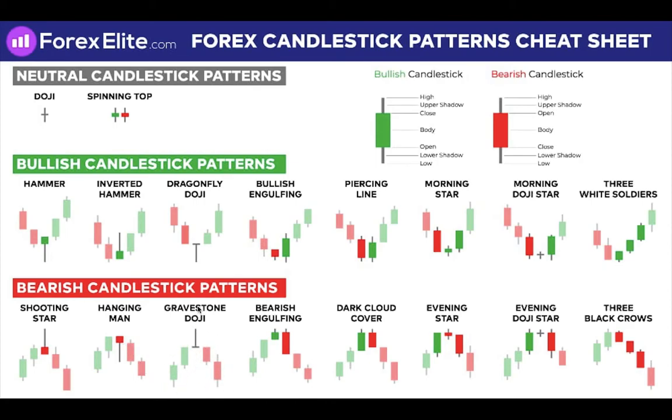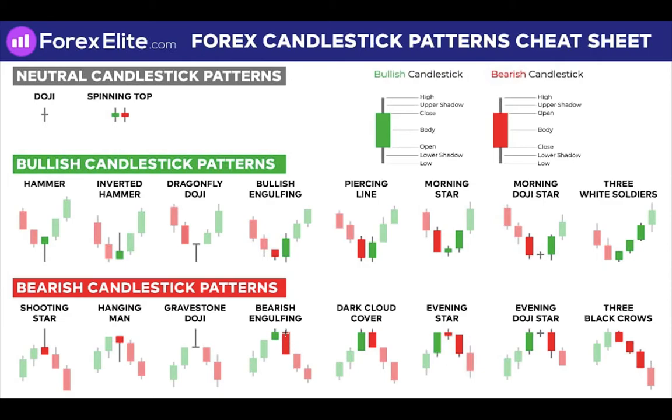And then there is the gravestone doji. It's this one here. It almost looks like an inverted T. It's different from a T. Make sure that you don't confuse your signs. The gravestone doji simply tells you that sellers are now winning. So it's now time to click sell.